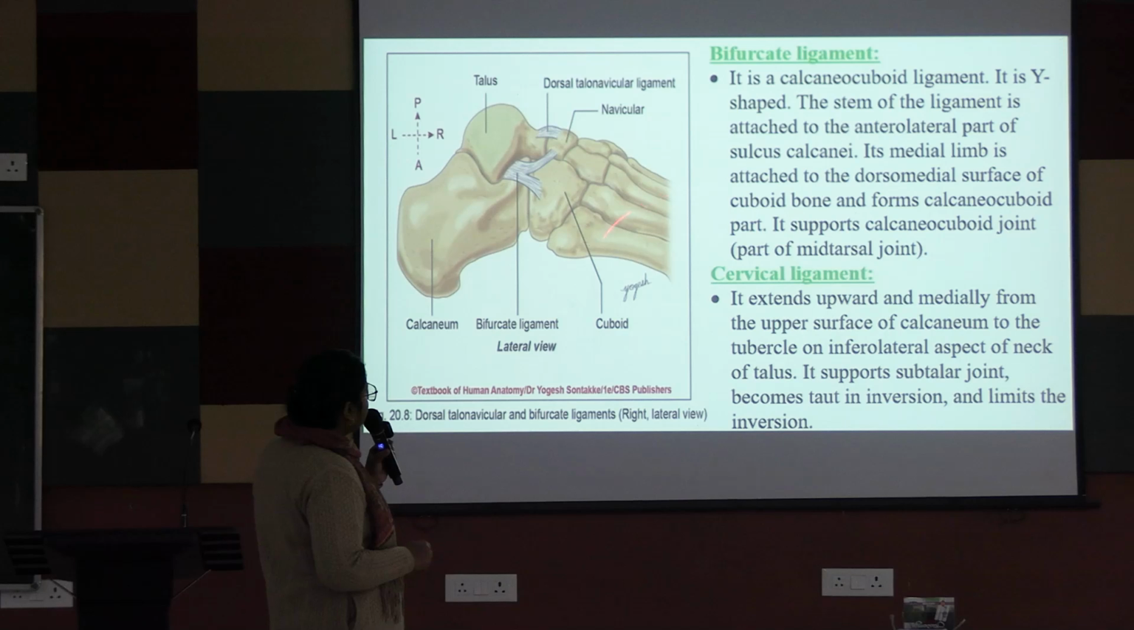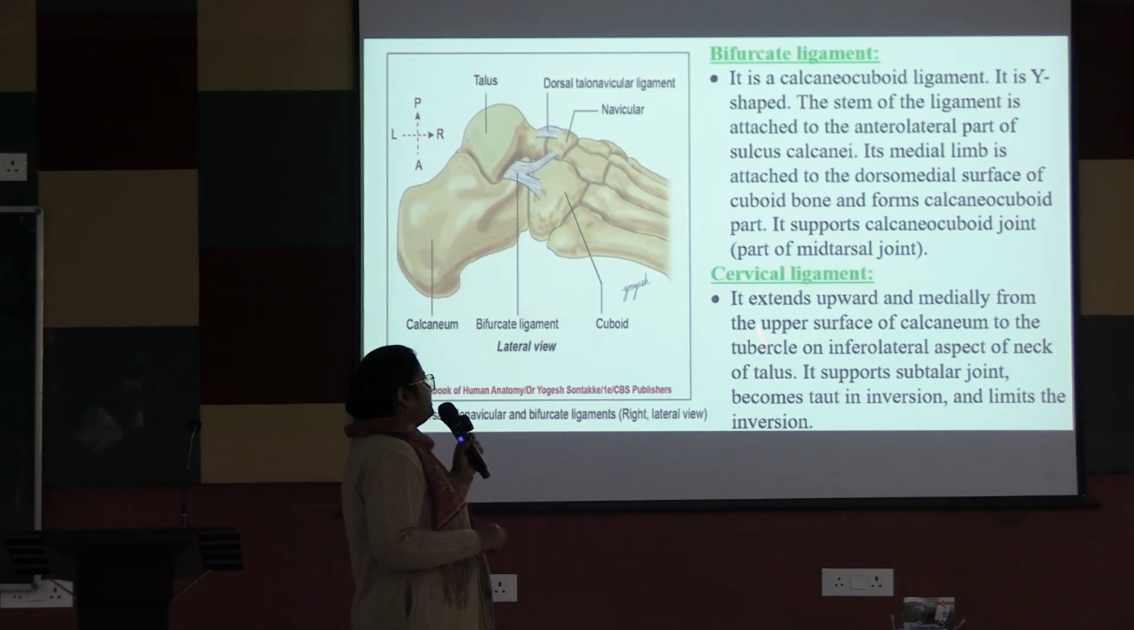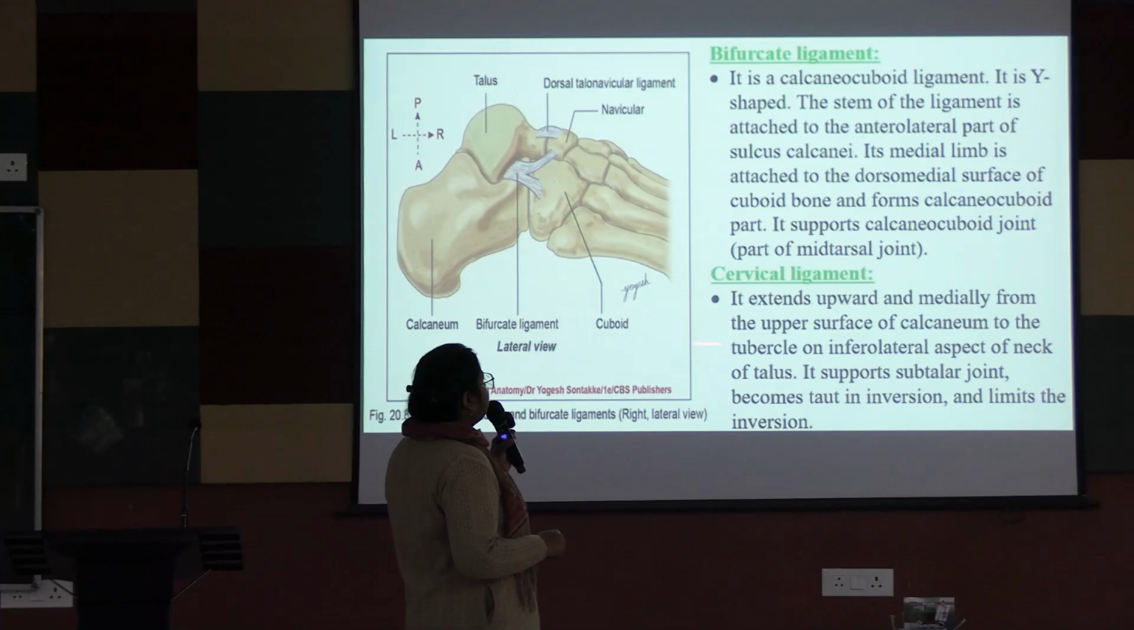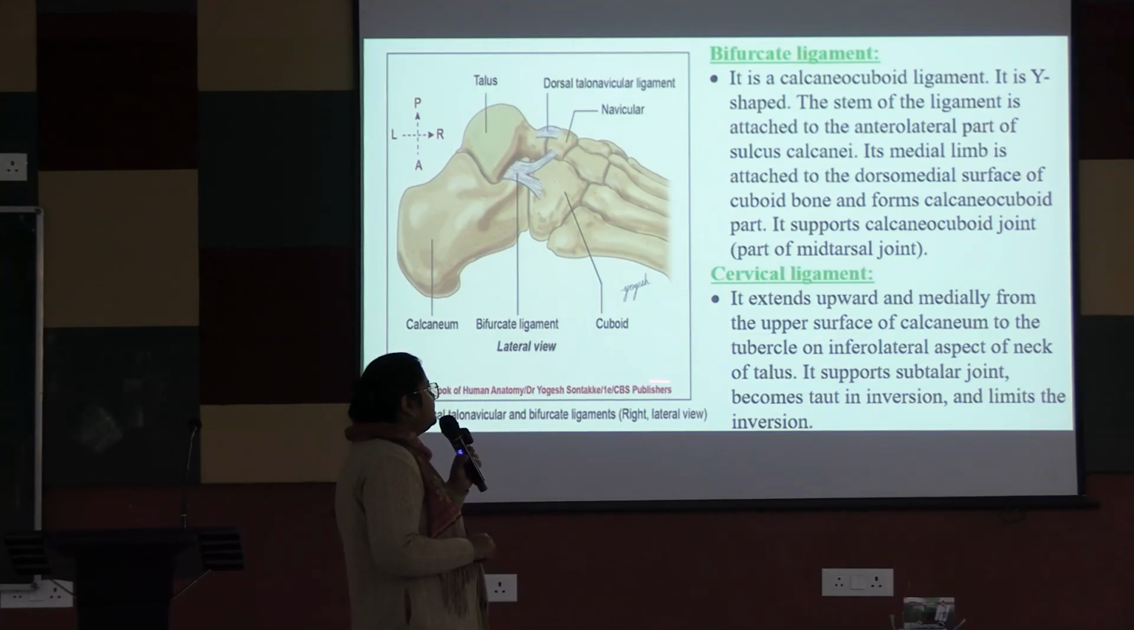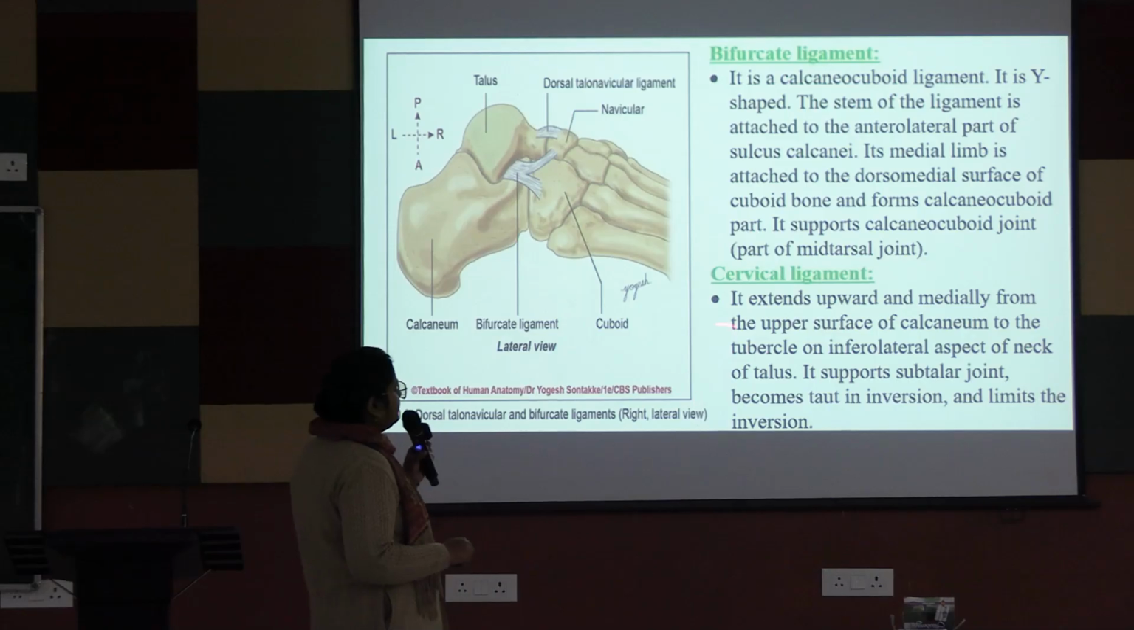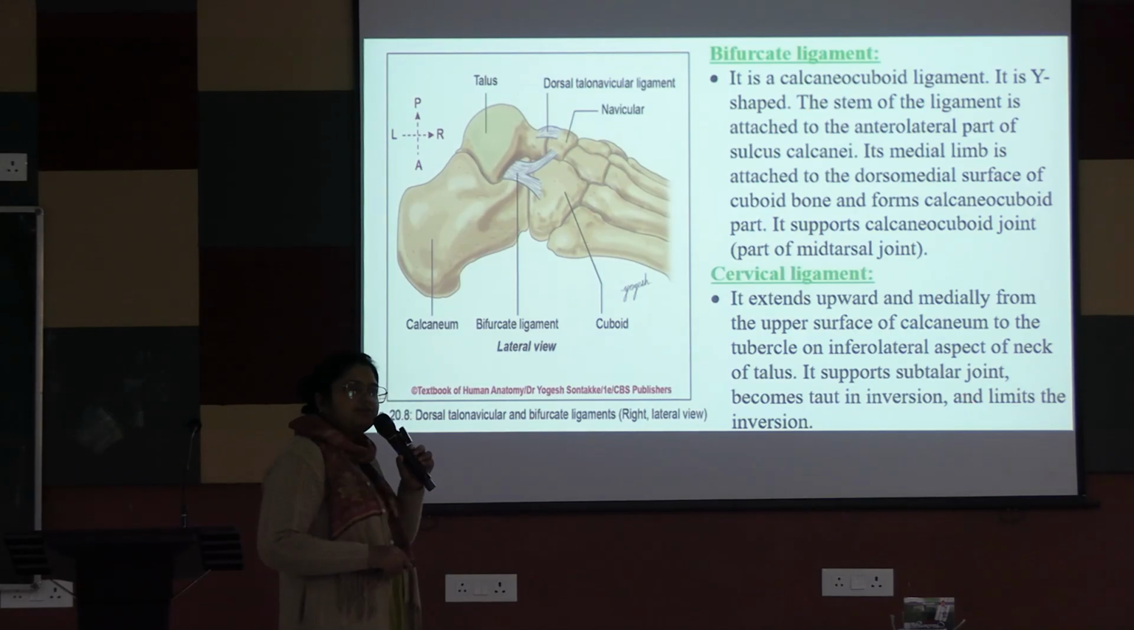Next is the cervical ligament. The cervical ligament extends upward and medially from the upper surface of the calcaneum to the tubercle on the inferolateral aspect of the neck of the talus. It supports the subtalar joint, becomes taut in inversion, and limits the inversion movement.